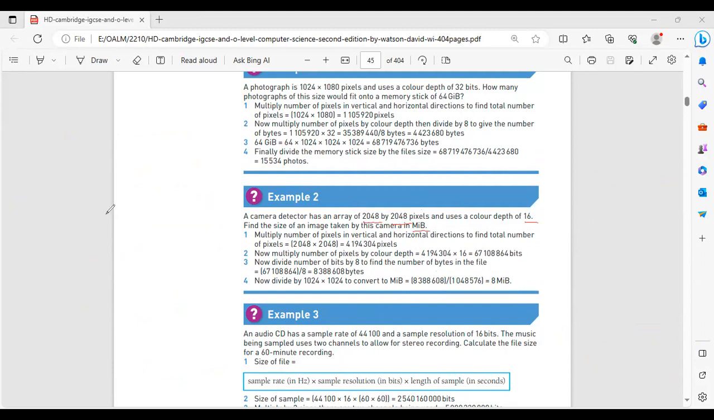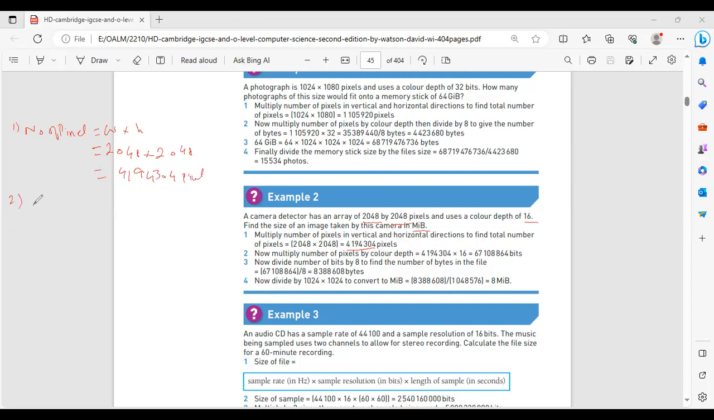So the first step, as I told you, is the number of pixels. Number of pixels is width multiplied by height. Width is given, 2048 multiplied by 2048 pixels. So you will get the number of pixels, 4194304 pixels. Okay, the first step is covered.